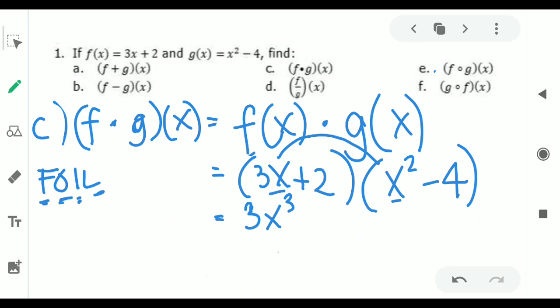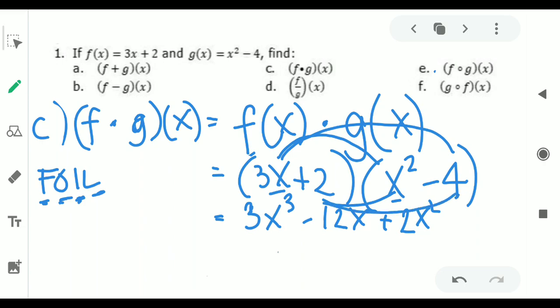Okay, outer means we multiply 3x by -4. 3x times -4, that's -12x. Next, I stands for inner, so we multiply the inner terms. That's positive 2 times x squared. So that's plus 2x squared, or positive 2x squared. And L stands for last, so we multiply the two last terms. That's 2 times -4. That's -8.